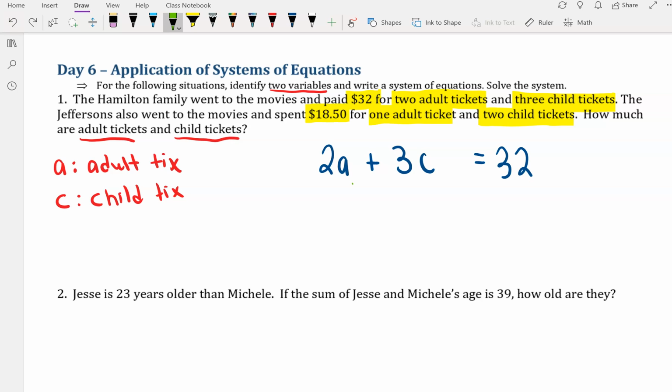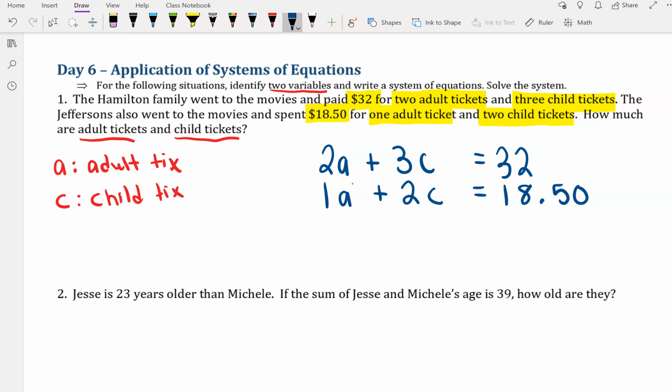I'm going to do that same thing for the Jefferson family. The Jefferson family had just 1 adult ticket plus 2 child tickets, and their total was $18.50. So A + 2C = 18.50. We had 1 equation for the Hamiltons, 1 equation for the Jeffersons. Now we need to use either substitution or elimination to solve for the missing variables. On this particular problem, I'm probably going to use elimination. On a lot of these, I'm going to use elimination.